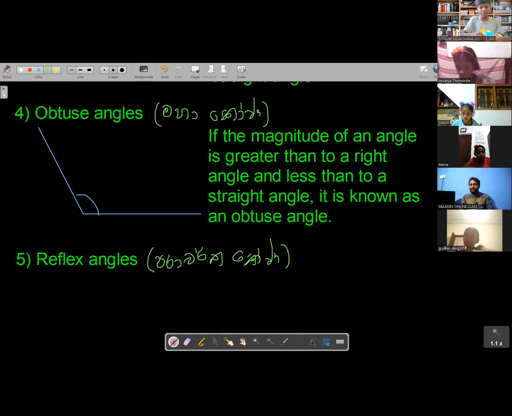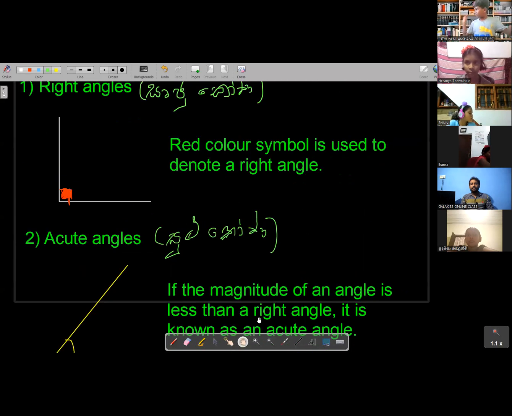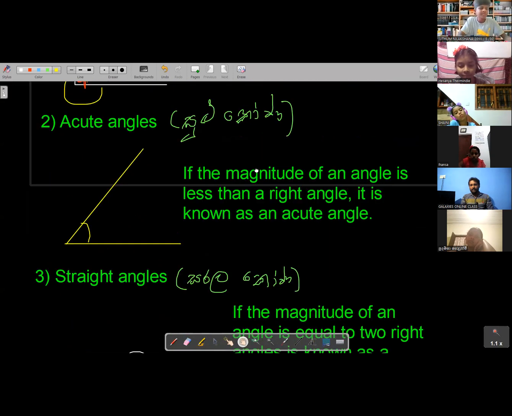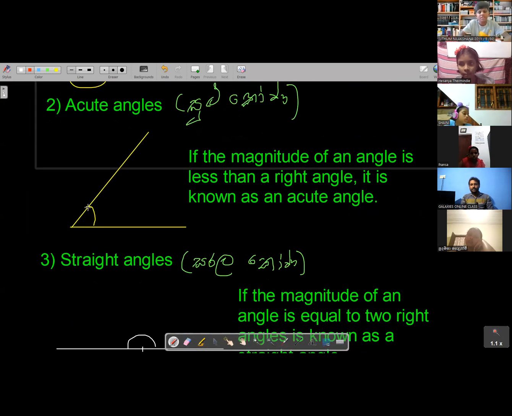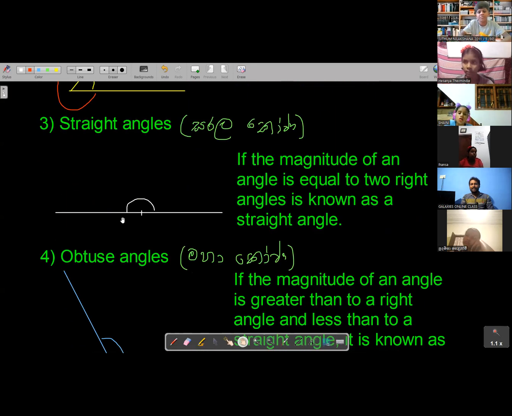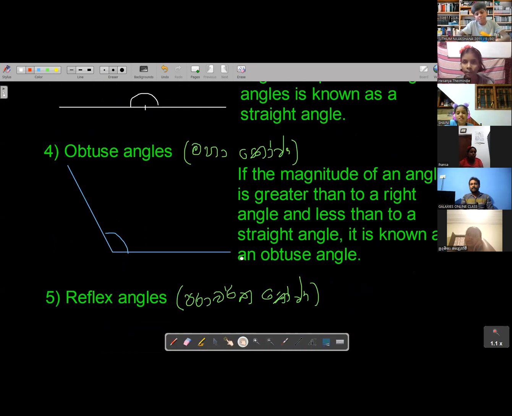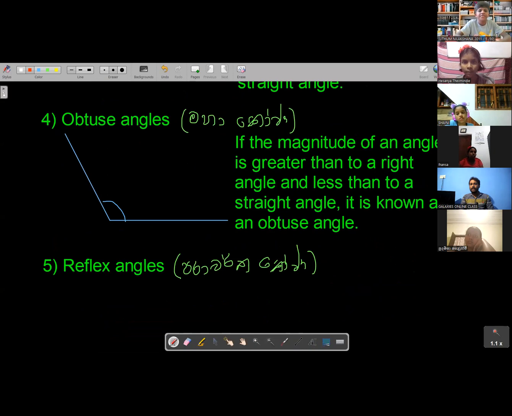Right, now look at how you can draw the reflex angles. Look at the first type. It is a right angle, no? The other side of the right angle, look, it is a reflex angle. Look at the acute angle. The other side of the acute angle is a reflex angle. Straight angle, the other side is also a straight angle, no? Right, look at the obtuse angle. The other side is, you can see, a reflex angle.